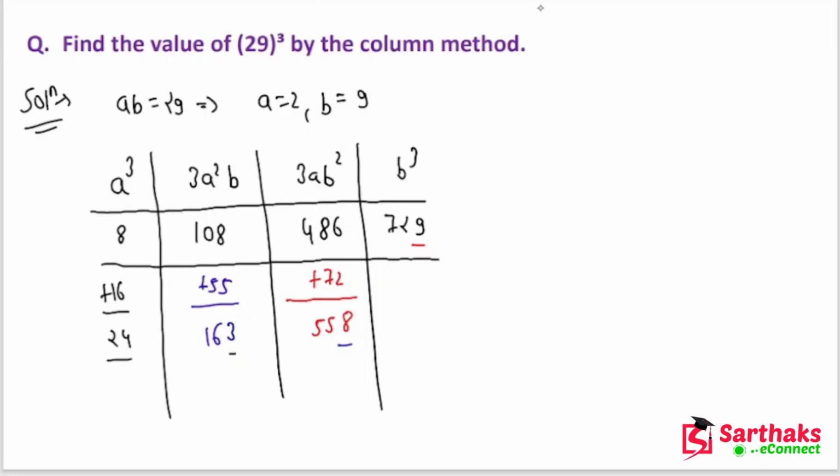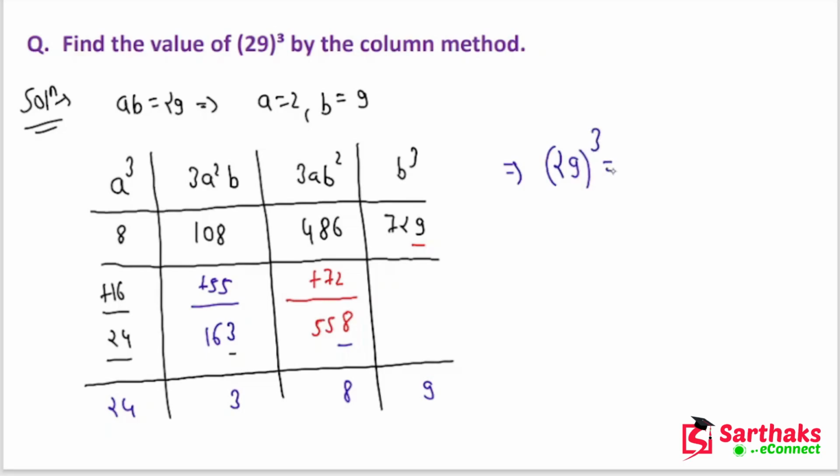Now underline all the digits, right? Then the method says to write all the underlined digits. So the underlined digit here is 24, here it is 3, here it is 8 and here it is 9. So see, that was this method, and it gives us 29 cube to be 24389. Okay, so it was that easy.